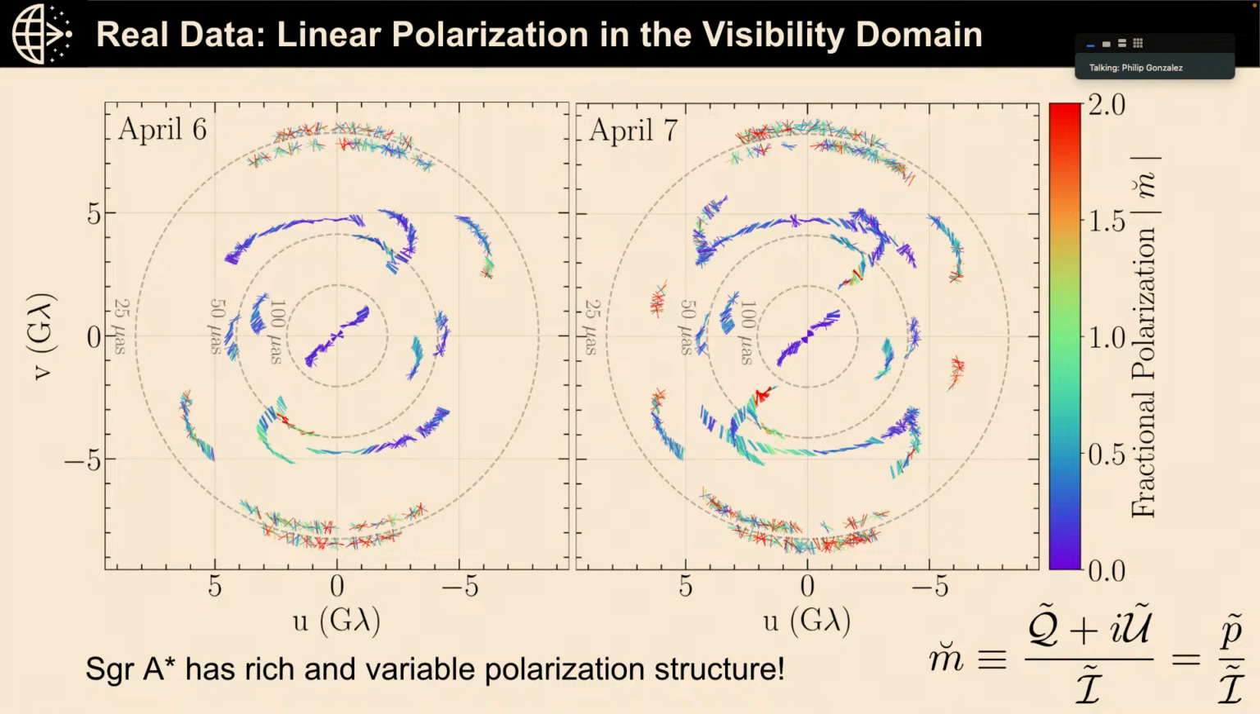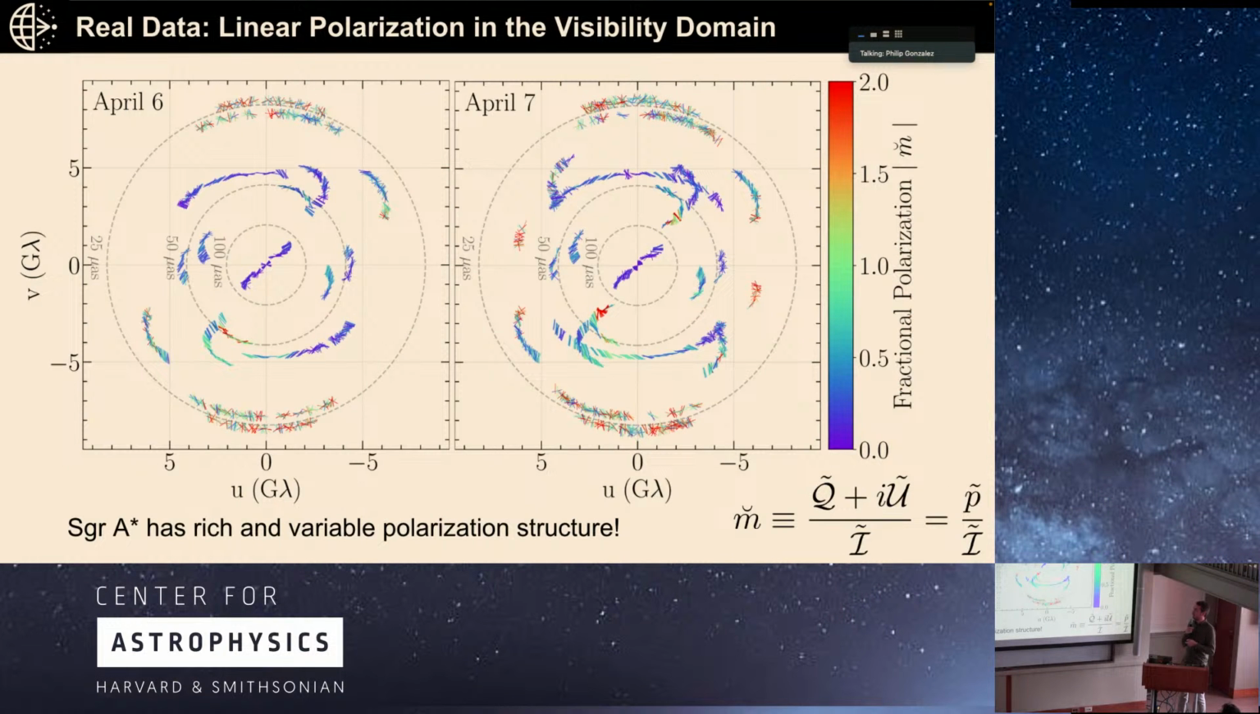Okay, so now that we have an idea of what our algorithms can do on synthetic EHT data, let's have a look at what they do on the real data. So here's again the fractional linear polarization in the visibility domain that Avery showed, where we see this rich structure. We see varying polarization fraction along UV tracks, and also differences between UV tracks and between different days. So this is telling us Sgr A* really has a rich polarization structure.